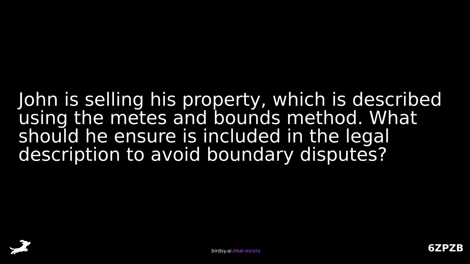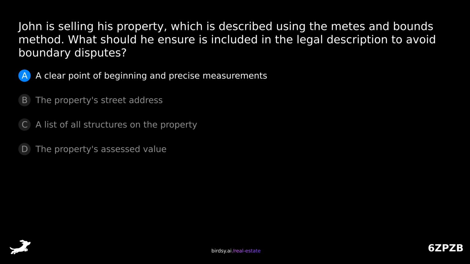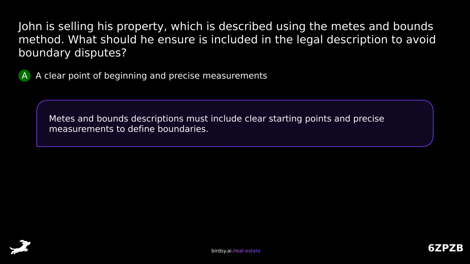Don is selling his property, which is described using the metes and bounds method. What should he ensure is included in the legal description to avoid boundary disputes? Is it A, a clear point of beginning and precise measurements? B, the property's street address? C, a list of all structures on the property? Or D, the property's assessed value? The answer is A, a clear point of beginning and precise measurements. Metes and bounds descriptions must include clear starting points and precise measurements to define boundaries.